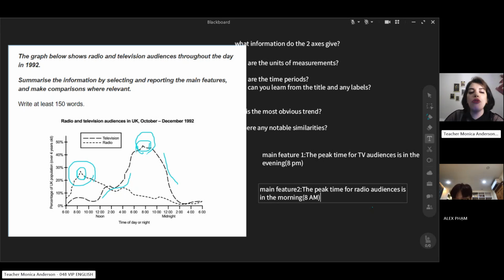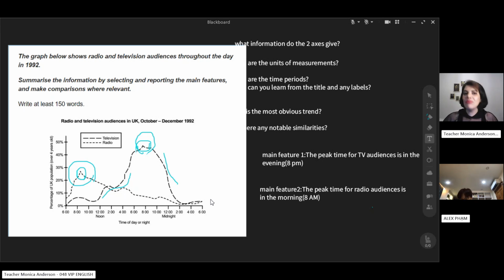So for main features, you need to pay attention to the most important, the significant trend. Now you need to pay attention to the general trends. The general trends you select will be the starting point for your essay, so it's really important how to choose. First of all, you find your general trend and after that you add details.